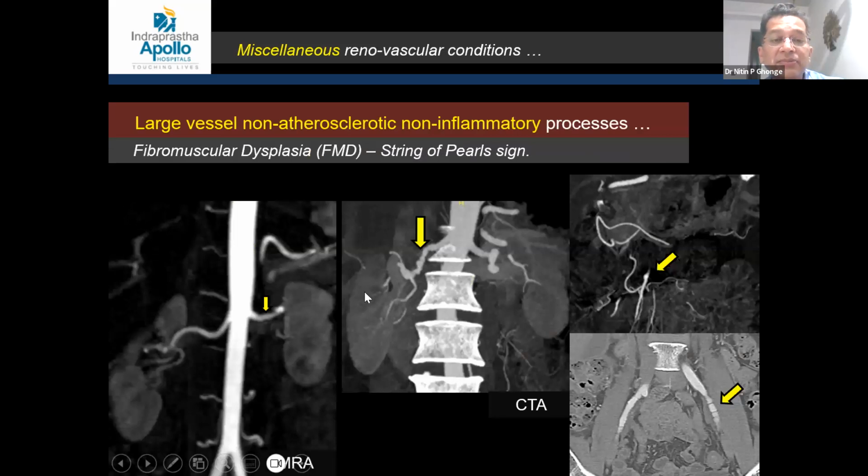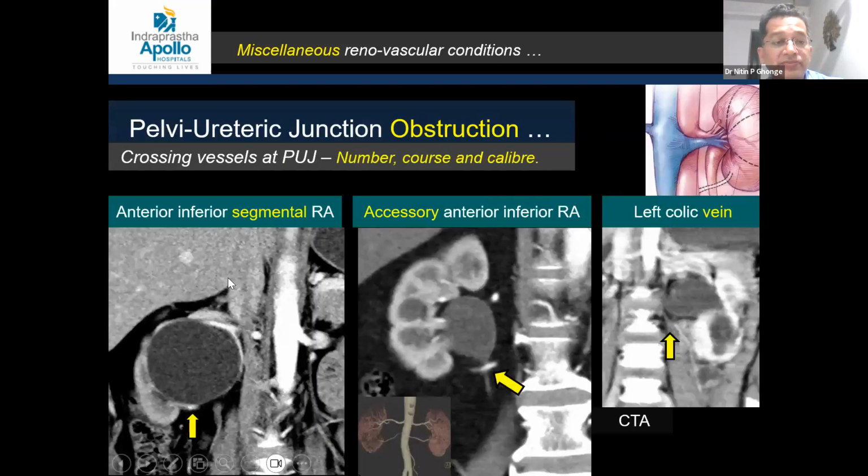Then fibromuscular dysplasia is an important non-atherosclerotic, non-inflammatory process which shows typical beaded appearance with typical sparing of the proximal part of the renal artery. So this proximal part is spared, mid and distal segments are involved, beaded appearance is seen, which at times is also seen involving the iliac vessels or SMA as well.